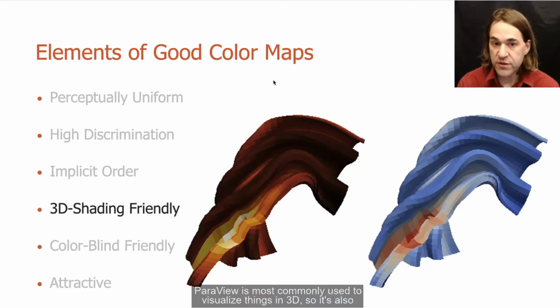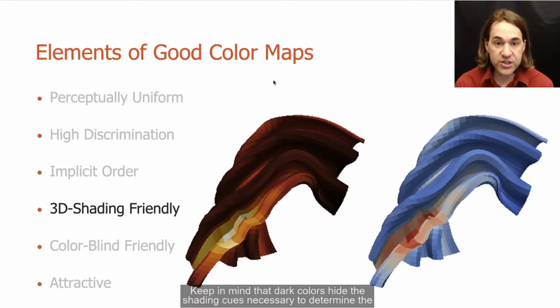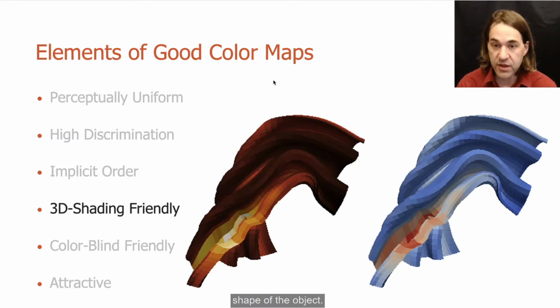Paraview is most commonly used to visualize things in 3D, so it's also important to pick colors that work well on 3D objects. Keep in mind that dark colors hide the shading cues necessary to determine the shape of the object.